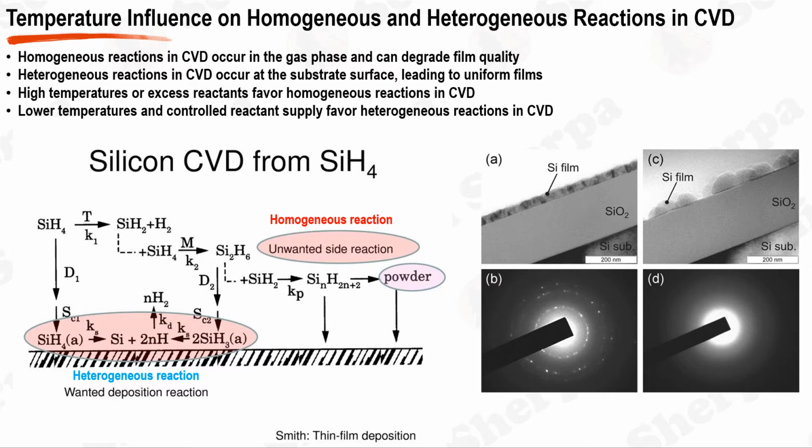Conversely, at higher temperatures or with excess silane, homogeneous reactions can become prominent. These reactions occur entirely within the gas phase, with silane molecules reacting with each other before reaching the substrate. These reactions are generally undesirable in the context of CVD processes. While they effectively consume silane, they produce silicon-containing particles in the gas phase that can deposit as rough, non-uniform films, reducing the overall film quality.